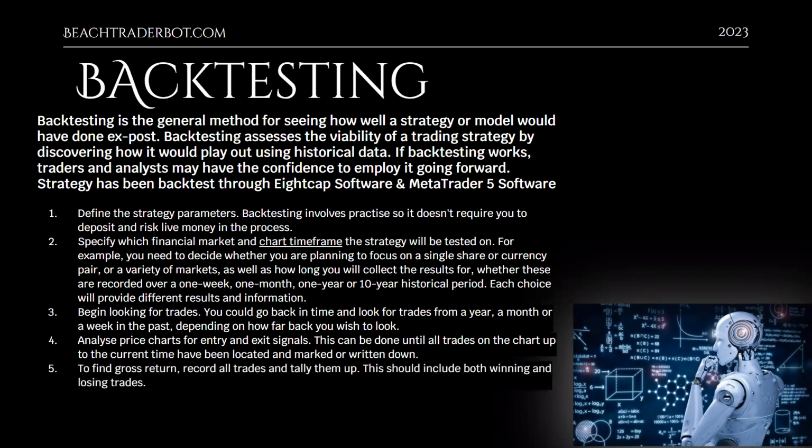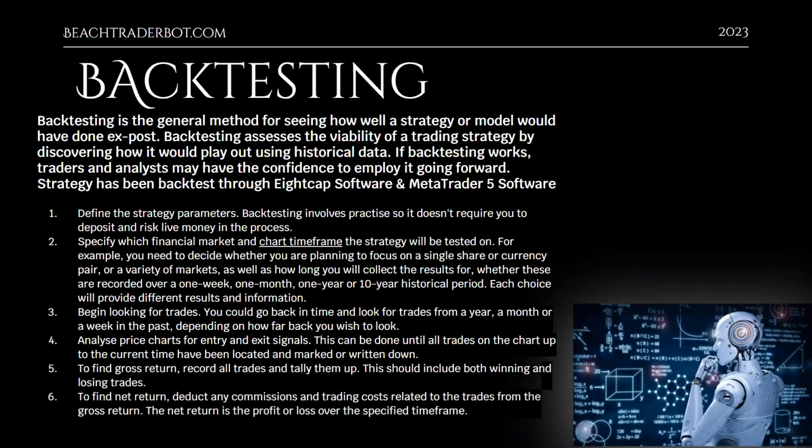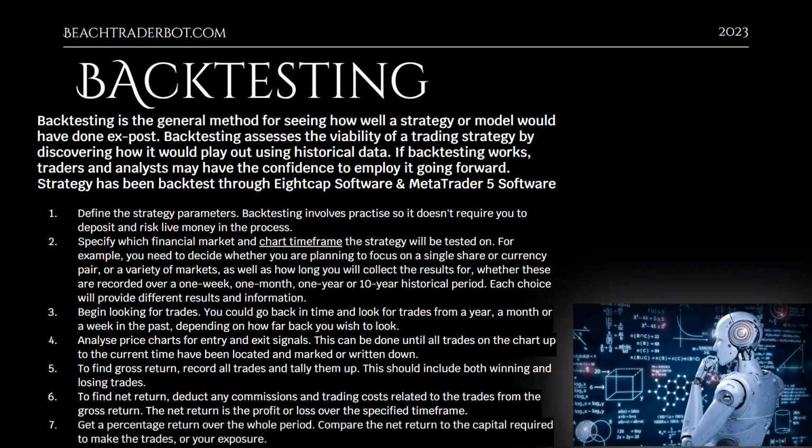To find gross return, record all trades and tally them up. This should include both winning and losing trades. So I do. I look at the losing, I look at the winning trades. To find net returns, you have to deduct also the commissions. So it automatically deducts the commissions. It accounts for all the trading costs related to the trades from the gross return. The net return is a profit or loss over the specific time frame. Get a percentage return over the whole period. Compare the net return to the capital required to make the trades, or your exposure. So this is the serious part of the whole bot.